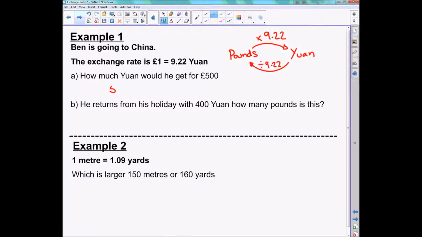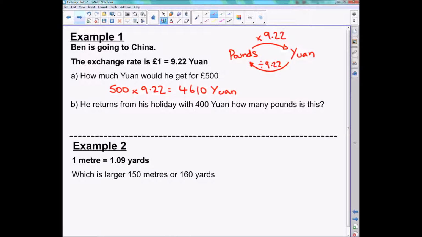So I need to do 500 to change pounds into yuan. I need to times by 9.22. And using a calculator, I get an answer of 4,610 yuan. Okay, so the next part of the question says that he returns from holiday with 400 yuan. How many pounds is this?